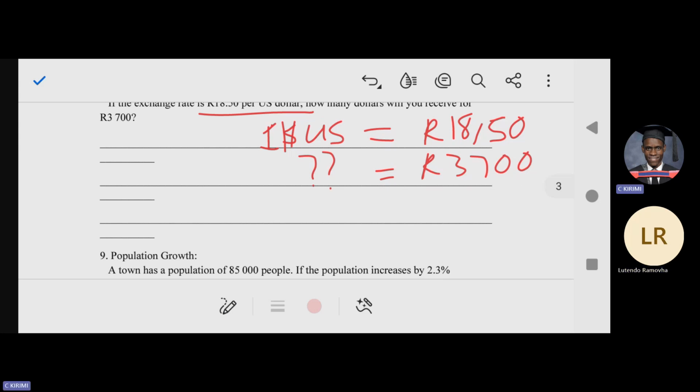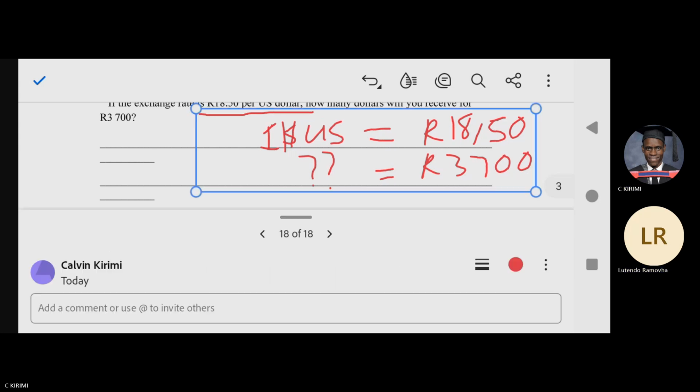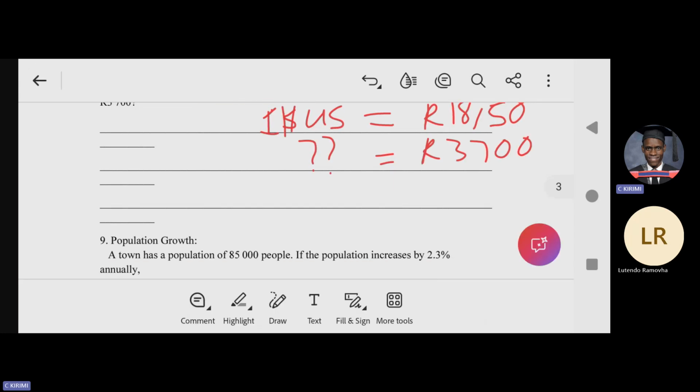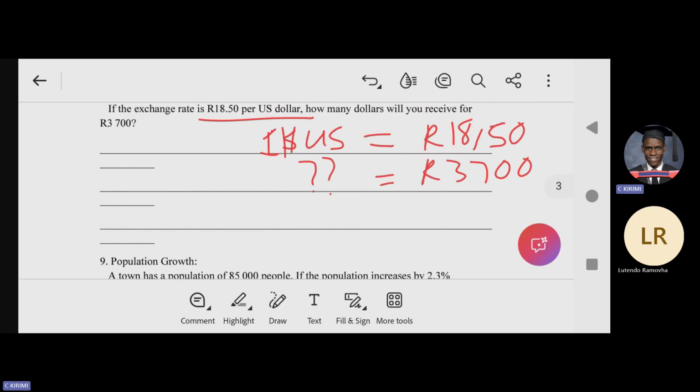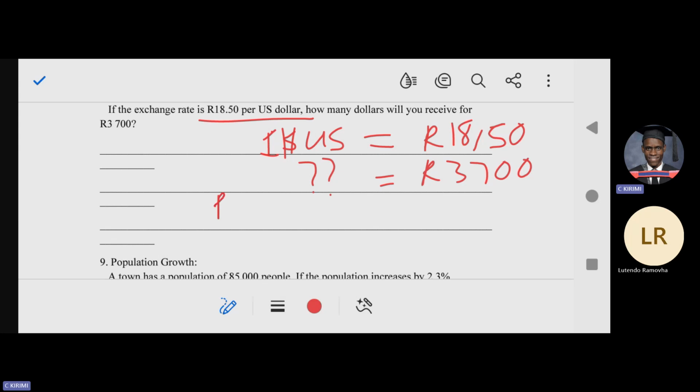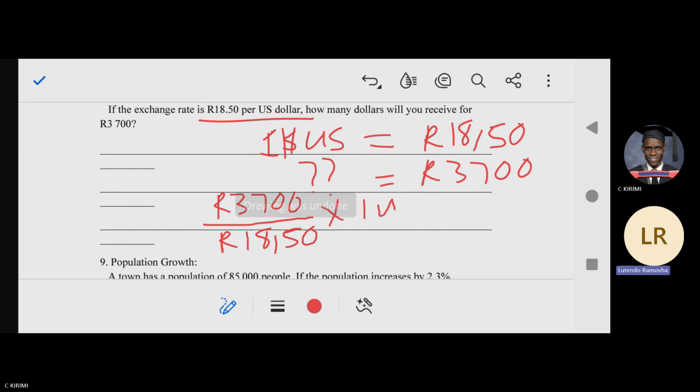If it's going to be more US dollars, which means it's more over less, which means it's going to be the more part, which is the 3,700 rands. Then you divide it by the less part, which is the 18 rand 50 cents. Then you multiply it by this $1. So multiply by 1 US dollar.